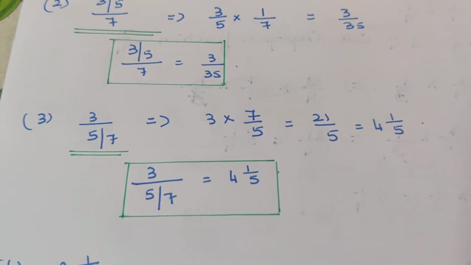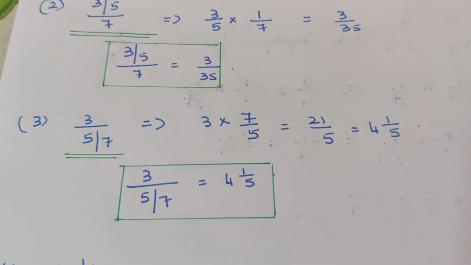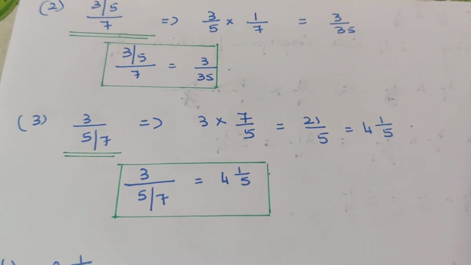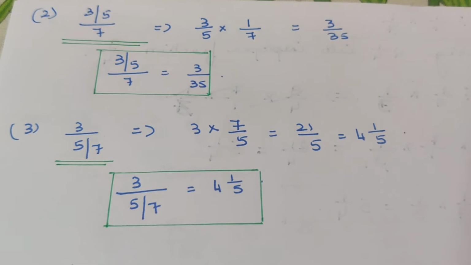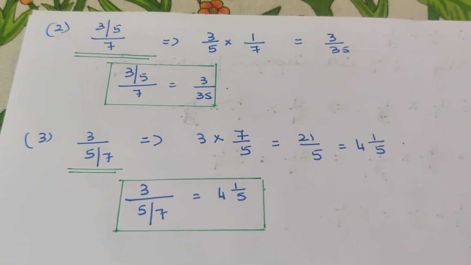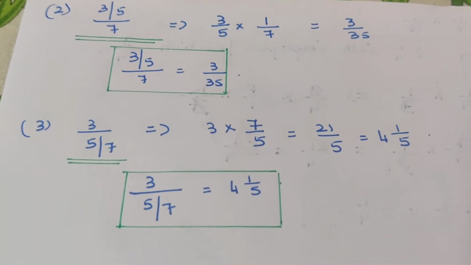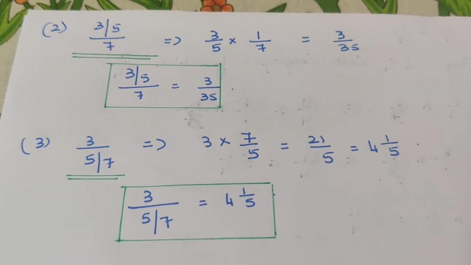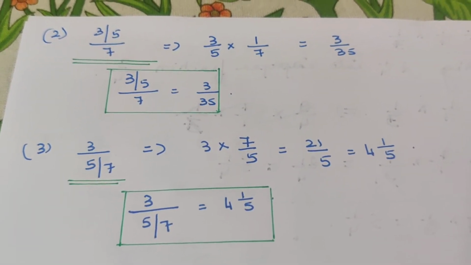Next one. 3 by 5 by 7, that is equal to 3 into 7 by 5, that is equal to 3 7s is 21 by 5. When you convert this into a mixed fraction, you get 4 1 by 5. Therefore the answer is 4 1 by 5. Just pausing for a few seconds, and this is also easy.